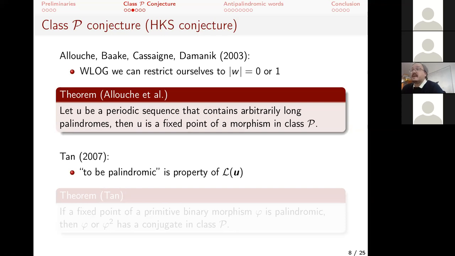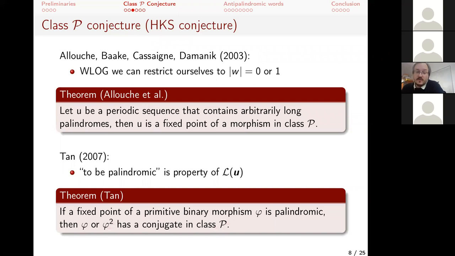And he was able to show that if a fixed point of a primitive binary morphism is palindromic, then either the morphism itself or its square, its second iteration, has a conjugate in class B. Not it is in class B, but has a conjugate in class B. So again, let me remind you what the conjugate is.